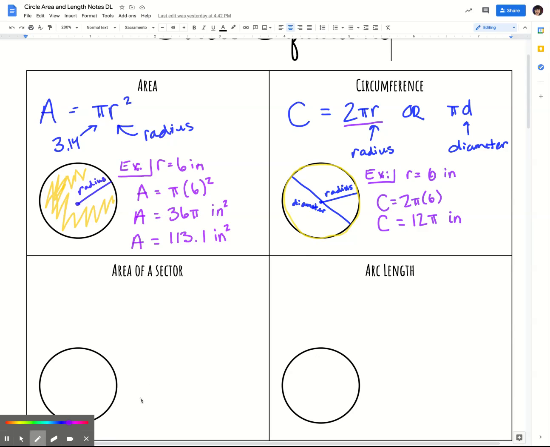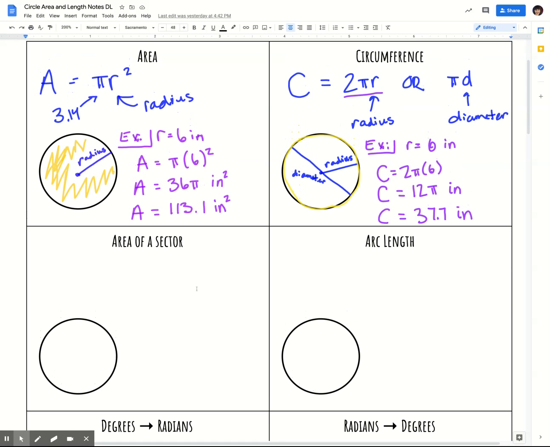Okay. Now, once I have this in terms of pi, all I'm going to do in my calculator is do 12 times, and then I'm going to hit the pi symbol. And when I do, I'm going to get a more exact answer that way. So I got 37.699. So I'm going to round that up to 37.7 inches. Okay, all right. So that's area and circumference. Now, the other two things that we need to talk about are area of a sector and arc length.